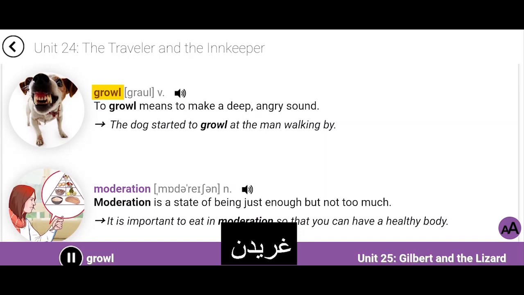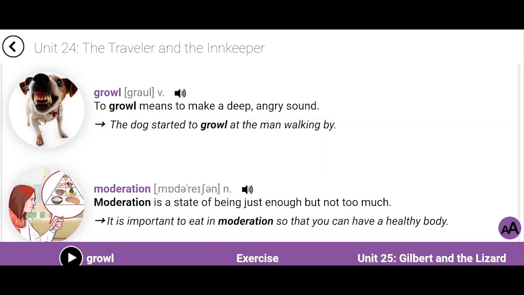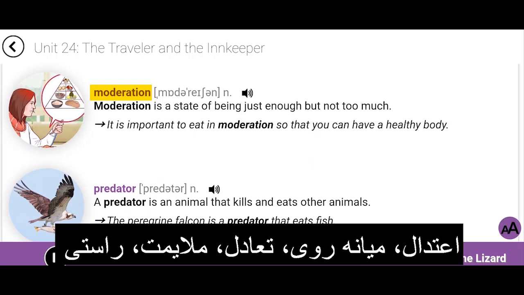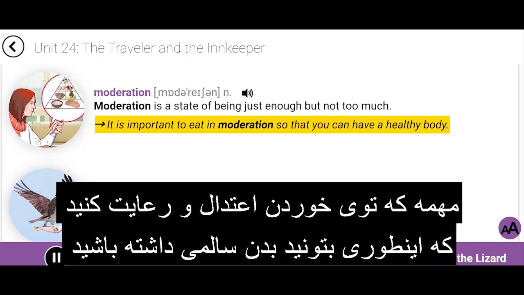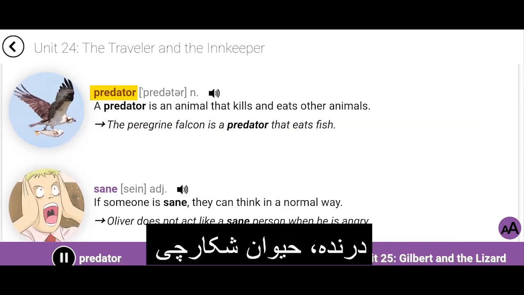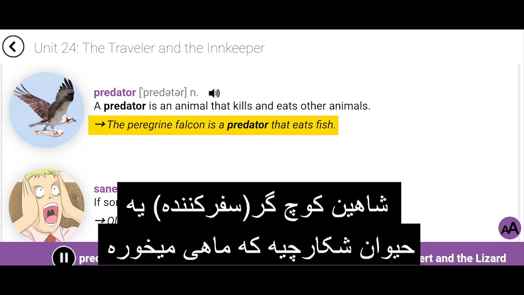Growl. To growl means to make a deep, angry sound. The dog started to growl at the man walking by. Moderation. Moderation is a state of being just enough, but not too much. It is important to eat in moderation so that you can have a healthy body. Predator. A predator is an animal that kills and eats other animals. The peregrine falcon is a predator that eats fish.